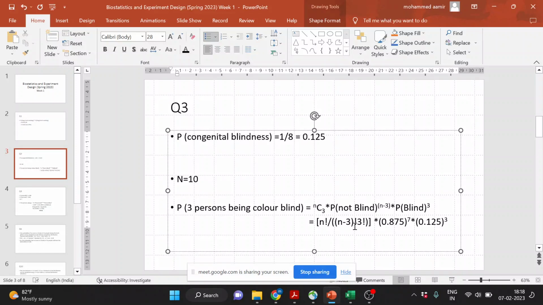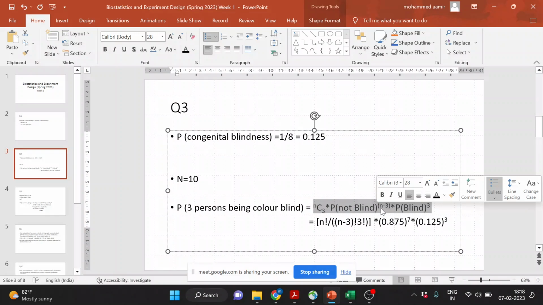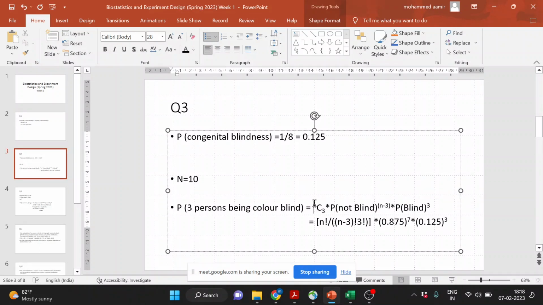Okay. So did everyone get this formula? This is the main formula. N choose 3, that is choosing 3 individuals that are actually blind, into the probability of not being blind raised to the power 7, into the probability of being blind raised to the power 3. Did everyone get that? This is a direct binomial formula application.